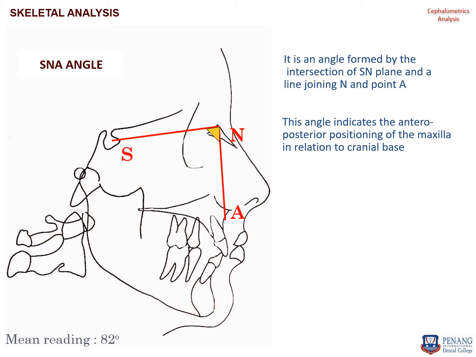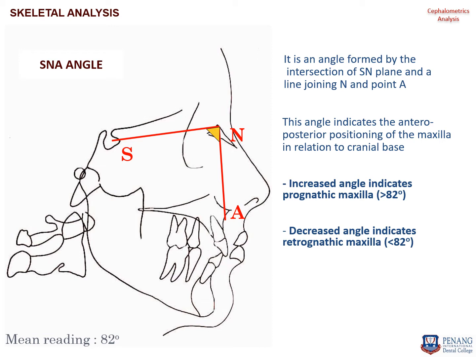This angle indicates the antero-posterior positioning of the maxilla in relation to the cranial base. So why only the maxilla? Because the point of reference we're using, which is point A, lies on the maxilla. An increased angle, which is beyond 82 degrees, will indicate a prognathic maxilla, whereas a decreased angle, which is less than 82 degrees, will indicate a retrognathic maxilla.